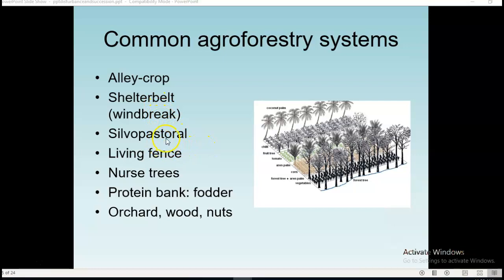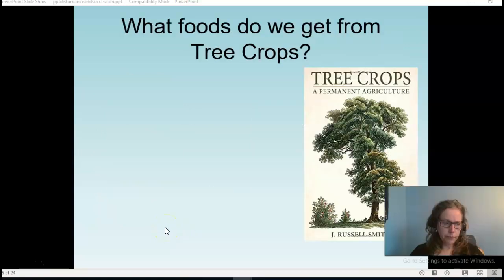Silvopastoral, putting trees or keeping trees in pasture. A living fence that's often made with stakes. Nurse trees, like are used in coffee plantations, and these are often nitrogen fixers. Protein bank for fodder, or it may be, as we've said, more of an orchard that we're familiar with for wood or for nuts or fruit.